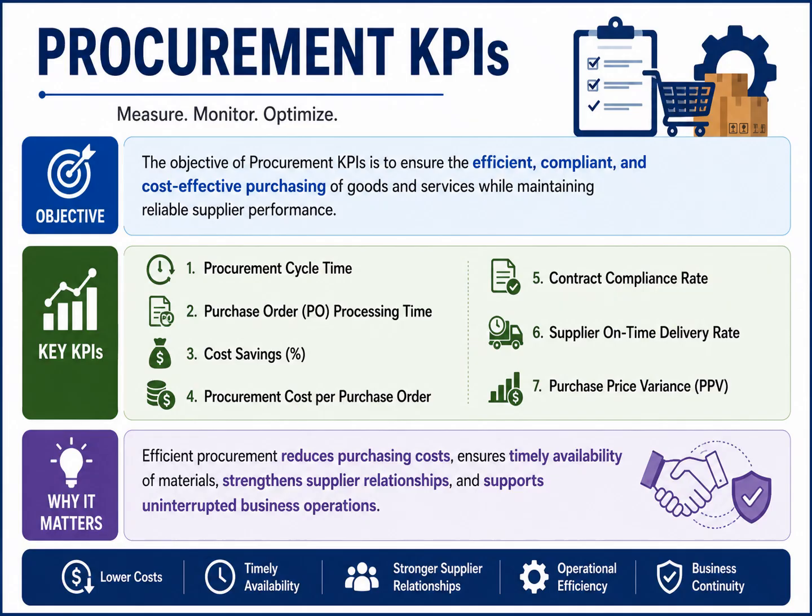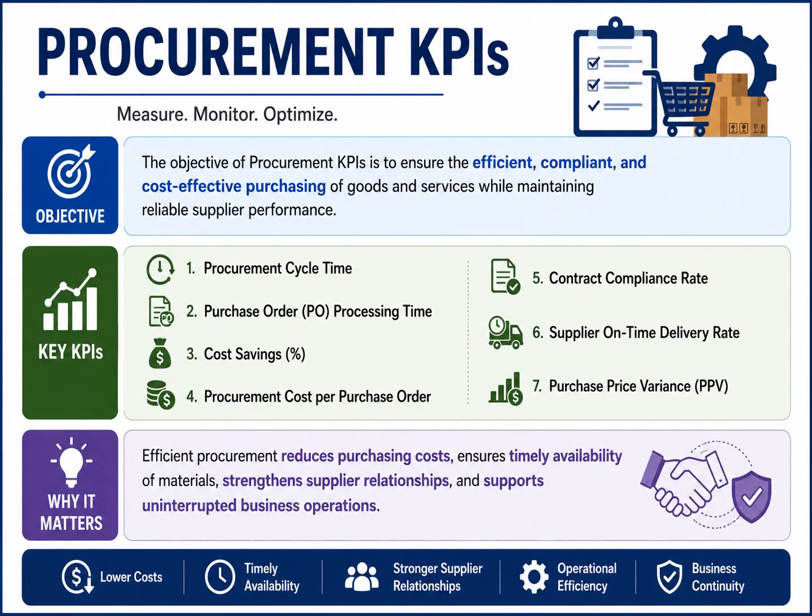The objective of procurement KPIs is to ensure the efficient, compliant, and cost-effective purchasing of goods and services while maintaining reliable supplier performance. Key performance indicators commonly used at this stage include procurement cycle time, purchase order (PO) processing time, cost savings percentage, procurement costs per purchase order, contract compliance rate, supplier on-time delivery rate, and purchase price variance (PPV).